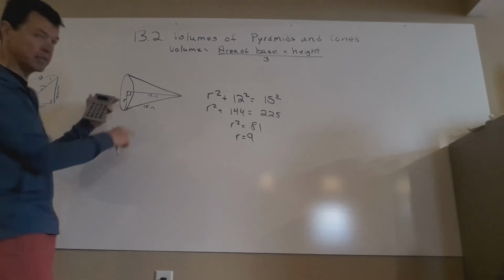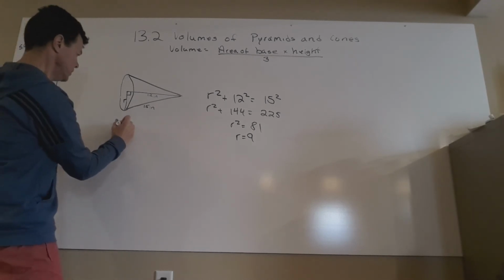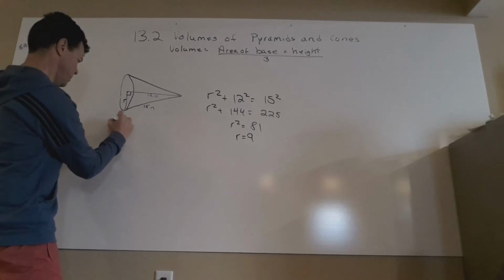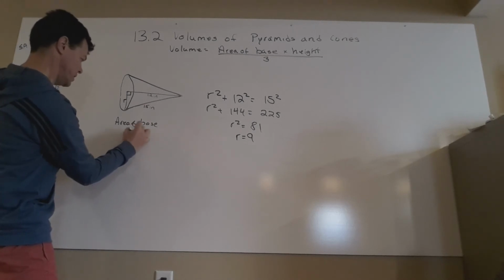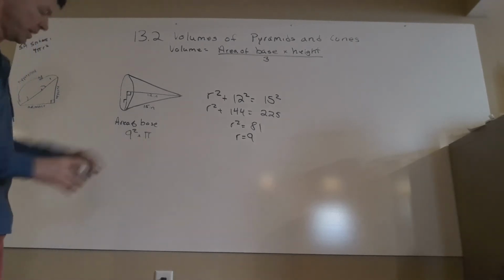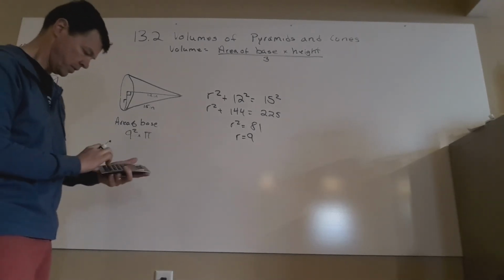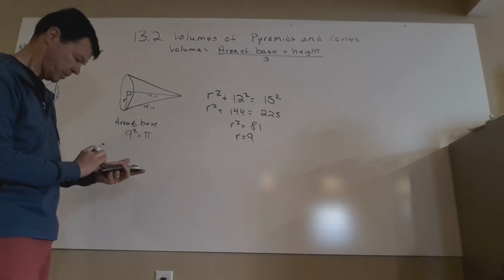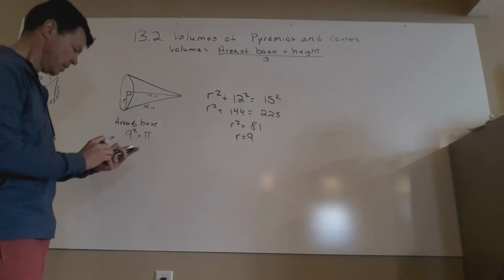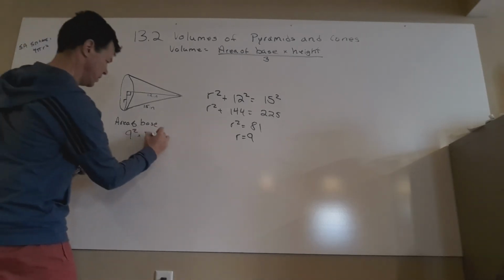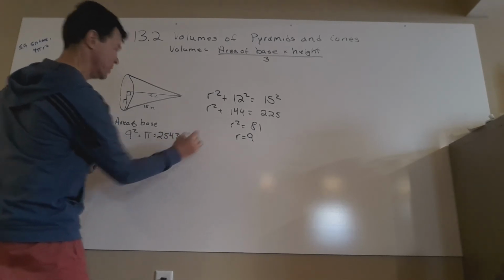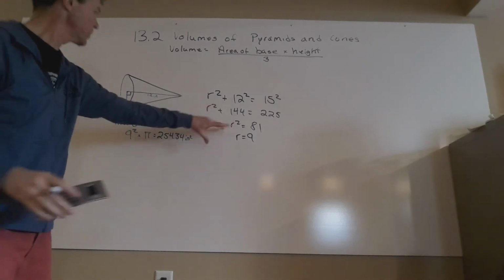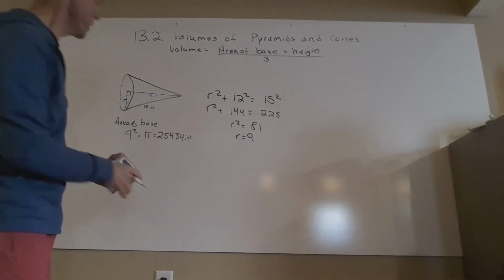We need to know what the radius is to calculate the area of the base. So our area of the base equals 9 squared times pi. Radius squared times pi, or pi times radius squared. Either way, it's just how it goes. So 81 times 3.14 is 254.34. Those are inches squared. All right, here we calculated our radius. Here I calculated the area of the base.